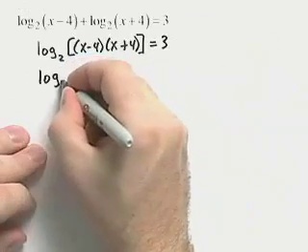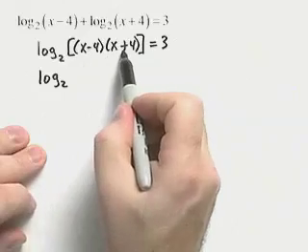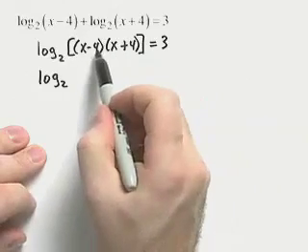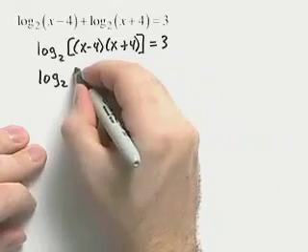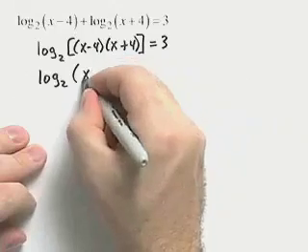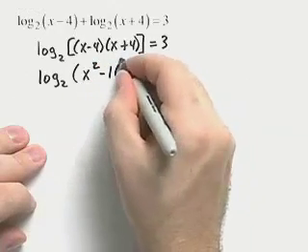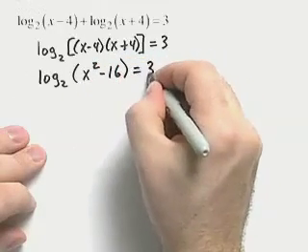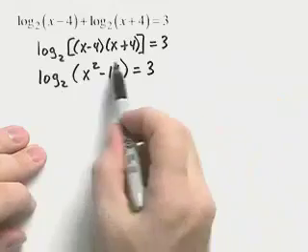I'm going to clean that inside up a little bit. (x minus 4) times (x plus 4), that's going to be a special form when we multiply that together. Look at the difference of two squares: x squared minus 16. That equals 3. We've got a logarithmic form here.